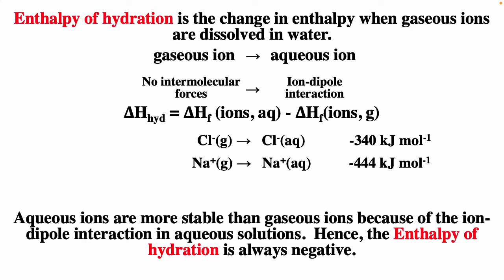Enthalpy of hydration is the change in enthalpy when gaseous ions are dissolved in water. For gaseous ions, we imagine that intermolecular forces are negligible. For aqueous ions, we're going to have the ion-dipole interaction. And so the aqueous ions are more stable. If you're going from something less stable to something more stable, typically you'll release heat, and so the change in enthalpy should be negative. So enthalpies of hydration are negative.